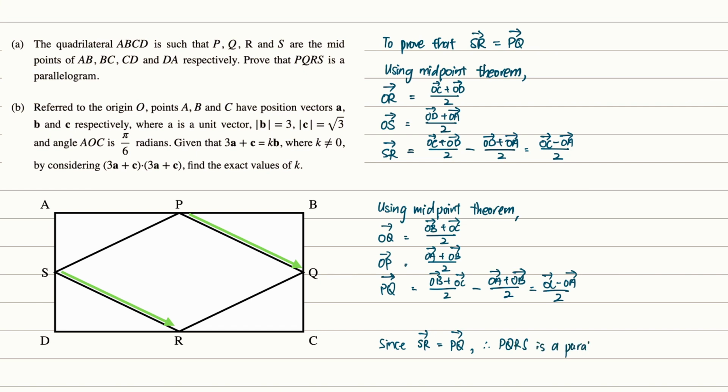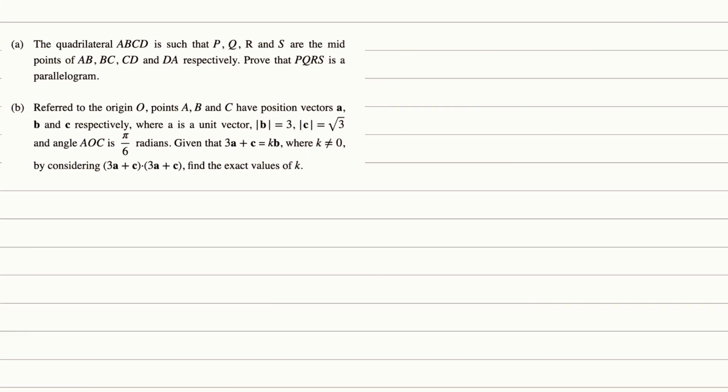Now to approach such questions, remember, number 1, establish what we need to prove in order to get a parallelogram. In this case, we need to prove that the pair SR and PQ are equal to each other. Number 2, work backwards and gather the necessary ingredients required for the proving to take place. Now let's move on to part B of this question.